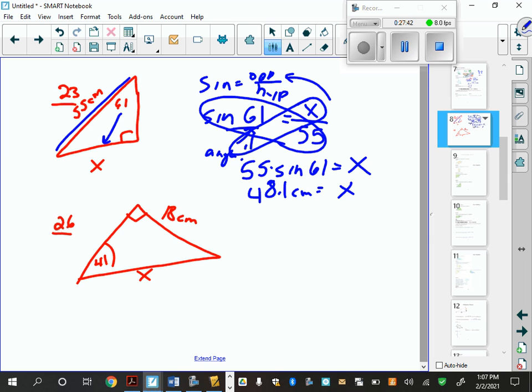Okay, good job. So that's the one stepper where we cross multiply and x is already by itself, so we don't have to divide by sine 61 here. You only divide by sine 61 when it's with x, when on the same side with x.